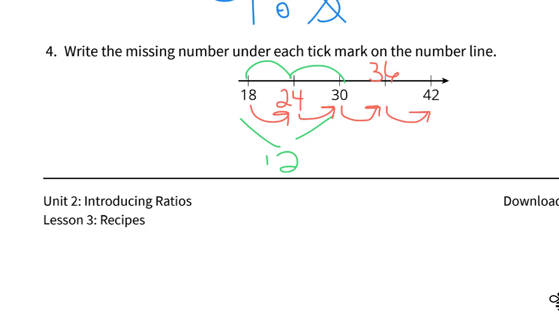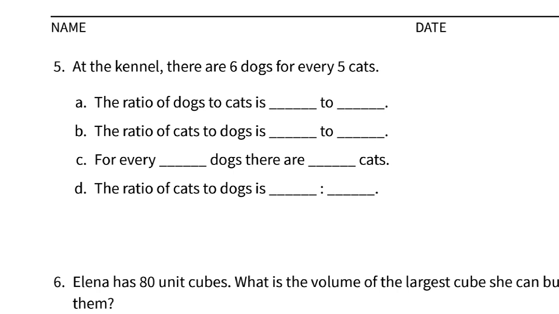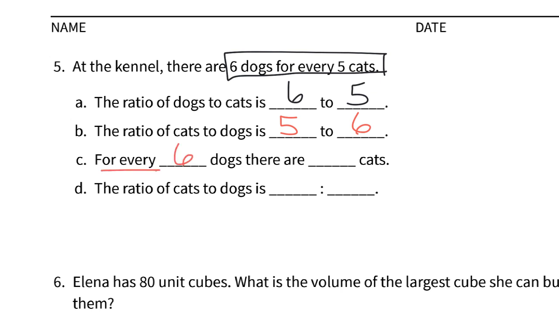Got it. Nice. And number 5, at the kennel, there are 6 dogs for every 5 cats. So the ratio of dogs to cats is 6 to 5. The ratio of cats to dogs is 5 to 6. For every 6 dogs, there are 5 cats. And then lastly, the ratio of cats to dogs is 5 to 6. All right.